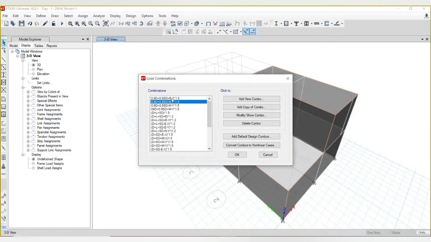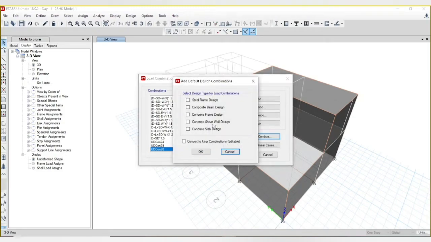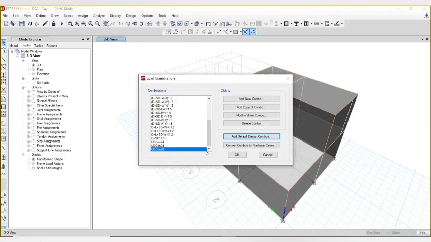0.9 times dead load, live load, all the combinations we have done earlier. We have to just add the rest of the three combinations. Okay. Add default design combinations. Let us add concrete frame design and user, convert to user combination editable, and press OK. It will again generate some list of combinations. Whatever is not required, let us eliminate that.